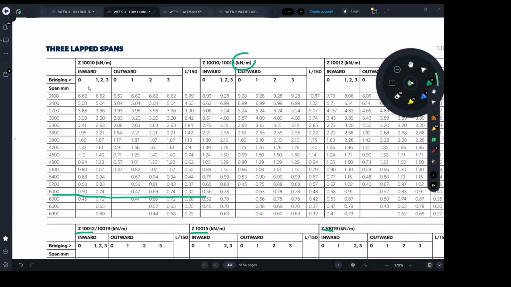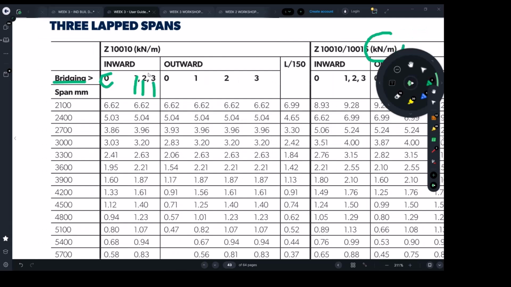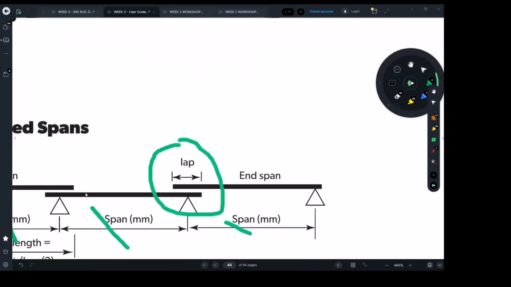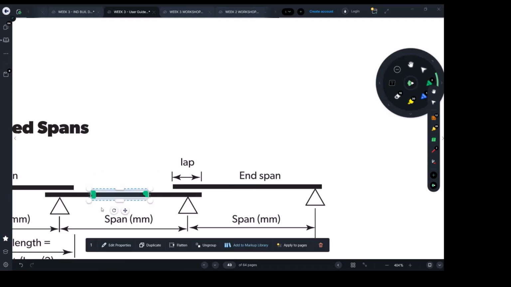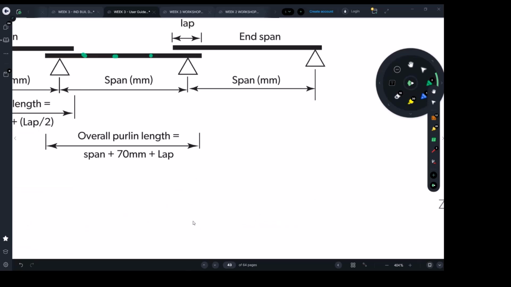Whether you use, guys, these are the number of bridgings. We can have no bridgings, 1 bridging, 2 bridgings, or 3 bridgings in the span we're talking about. Bridging means the elements I did show you. If we're talking about 1, that means it's 1 in the middle. If 2, it means we have 2 equally spaced. If 3, again, they are equally spaced.